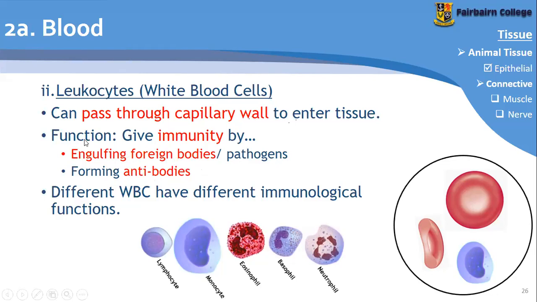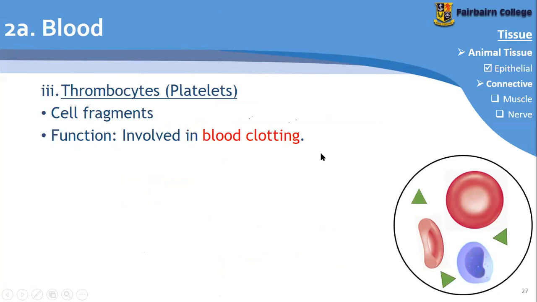So just know that the function of leukocytes is to give immunity, and the two ways that it can do this is by engulfing foreign bodies and forming antibodies. Okay, that's literally it, you don't have to explain anything that I just explained. You just have to know those two facts. Okay, and then as mentioned, there's different kinds of white blood cells, and they all work a bit differently.